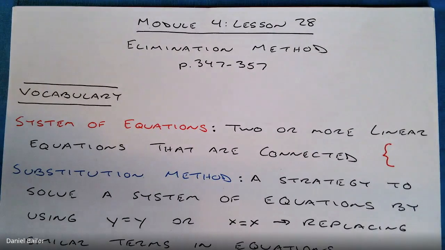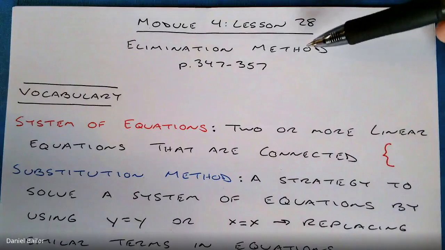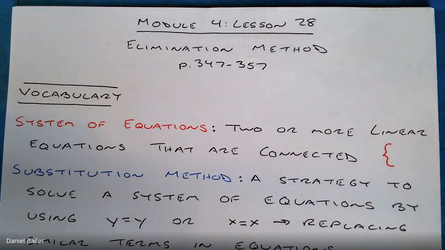We're in Module 4, Lesson 28 today. Lesson 28 I am calling the Elimination Method. It is a way to solve a system of equations, the elimination method. So you'll need pages 347 through 357 of your Module 4 workbooks. We're almost to the end of Module 4.